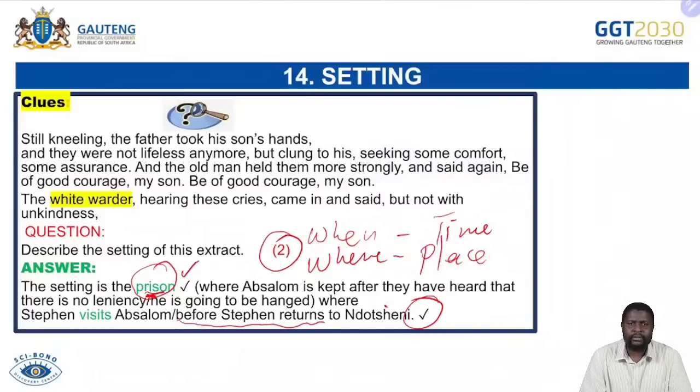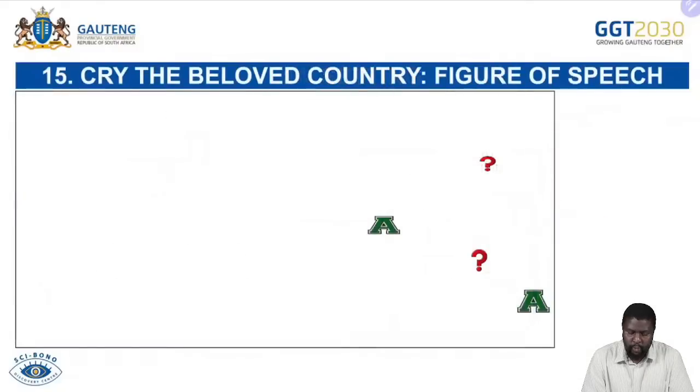You give 1, let's say you only give us the place, we will give you 1 mark. If you only mention the time, we will give you 1 mark. You give us 2, place and time, then you will be awarded 2 marks.